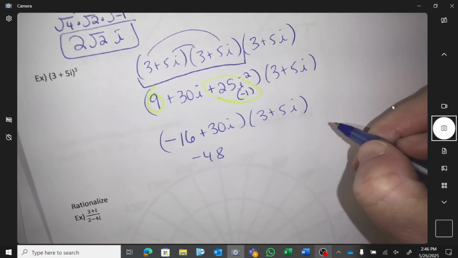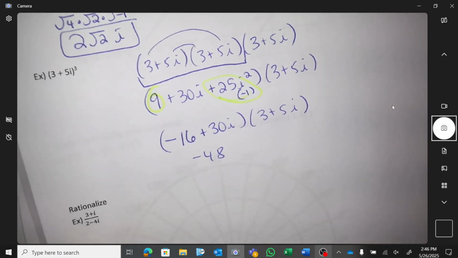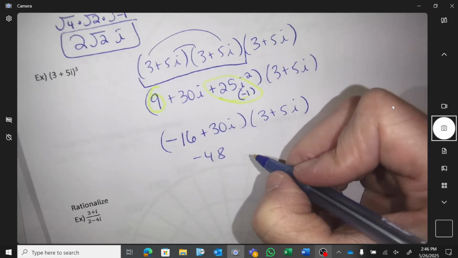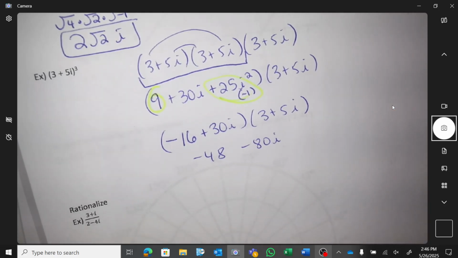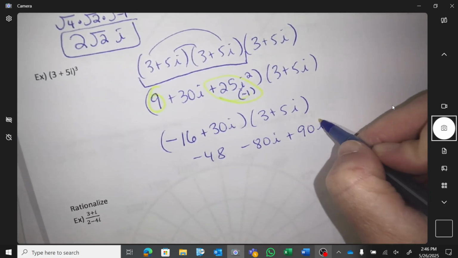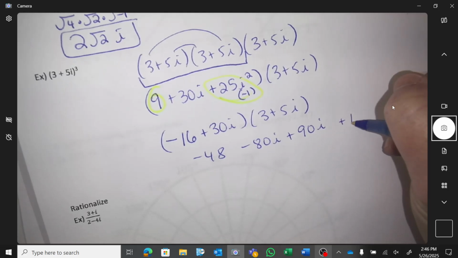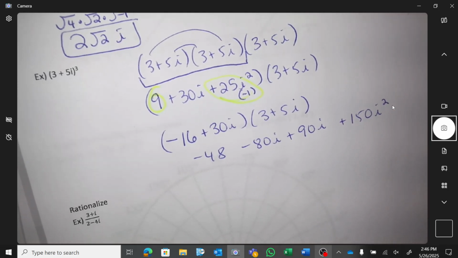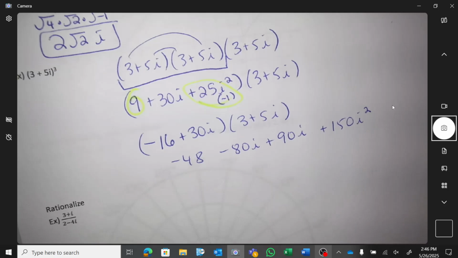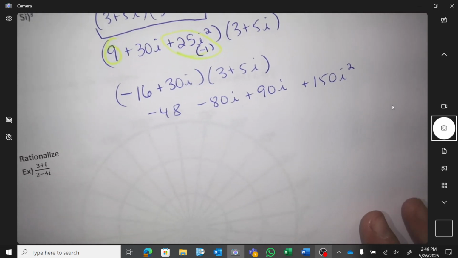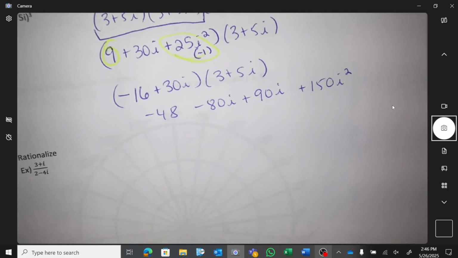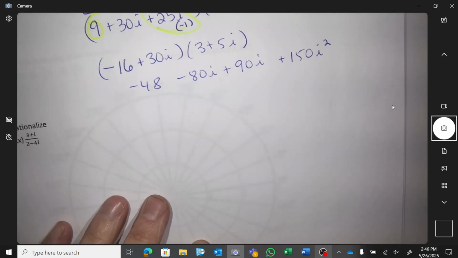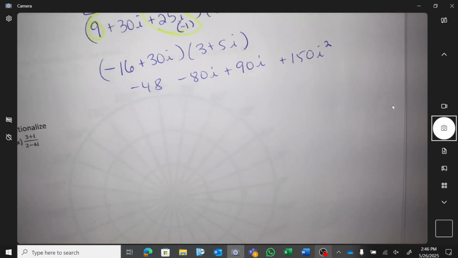Negative 48. I'm just going to FOIL. Minus 80 i's out, plus 90 i's in. We're doing the opposite thing of factoring. We're expanding, right? Foiling and factoring would be the opposite things.